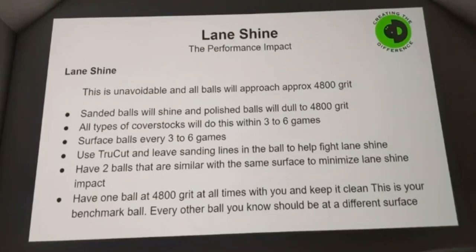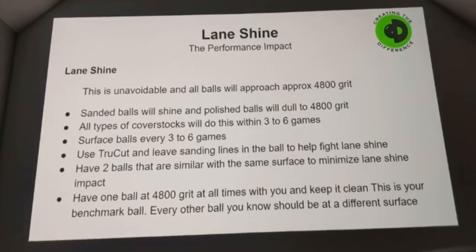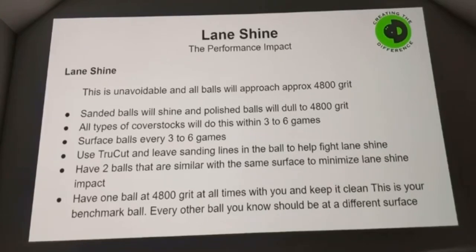So here's some things that you can do about that, right? The balls are going to get to 4,800. You can't really stop that. But what you can do is, one, you can keep the surface on your bowling balls wherever it's supposed to be, every 3 to 6 games. That will help with you being able to keep the performance difference that you're going to need. One of the benefits of a TruCut, right, is that it leaves the sanding lines in the ball. A lot of bowling balls now don't have any sanding lines in them, and that's actually bad. The sanding lines actually will help to fight the lane shine. So if you're sanding your bowling ball, by all means, you should spend a little bit of time and get those lines in the bowling ball, because that will help reduce the amount of lane shine.